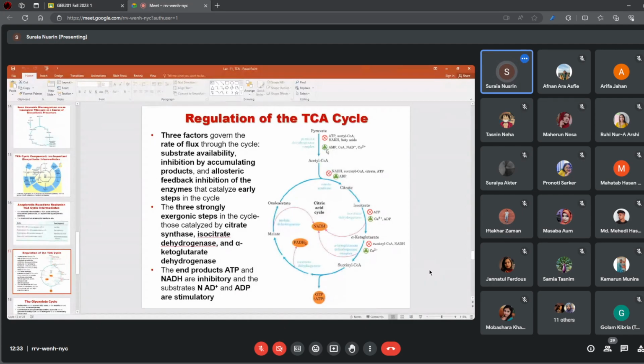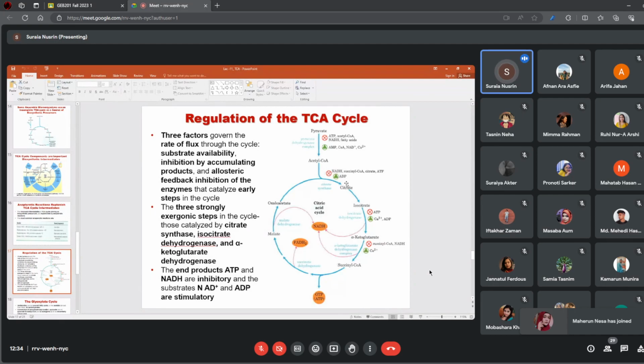The stimulatory factors are shown by the green arrow: AMP, CoA, NAD plus obviously, and there are some ions shown, and those are most of the ions which function as the prosthetic group for the enzymes. Then again, in the very first step, the inhibitory factors are NADH, succinyl CoA, citrate, ATP. So these are the ultimate products of this reaction. And the stimulatory factor is ADP. If there is enough ADP, the reaction will go on.